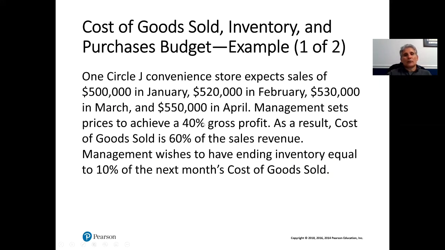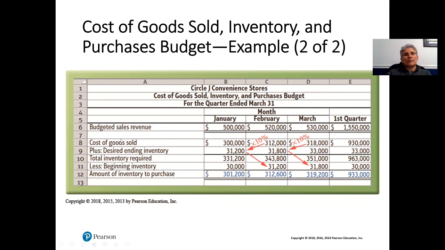Well, if our gross profit is going to be 40%, the cost of goods sold is going to be 60% of revenue. So we're going to budget 60% of 500,000. 60% of 500,000 is going to give us 300,000.